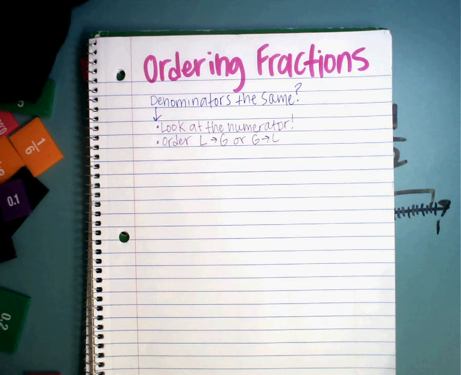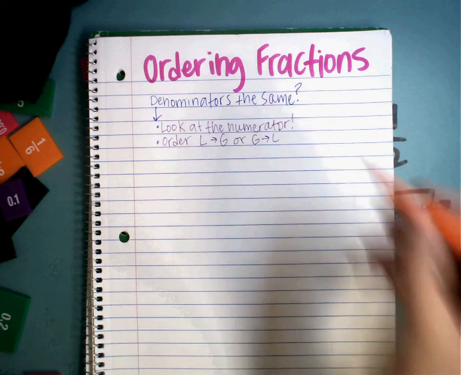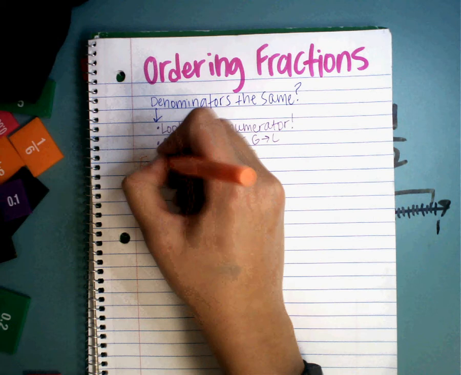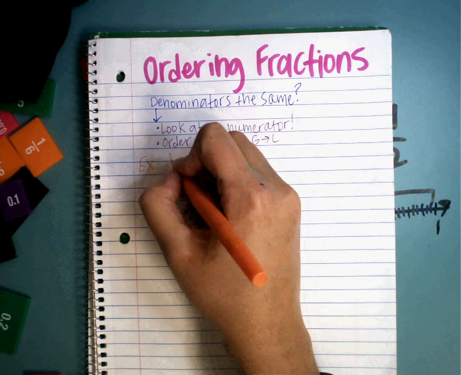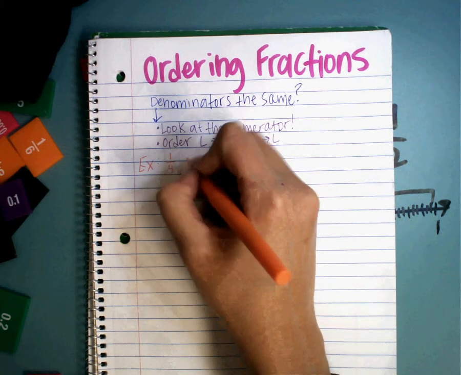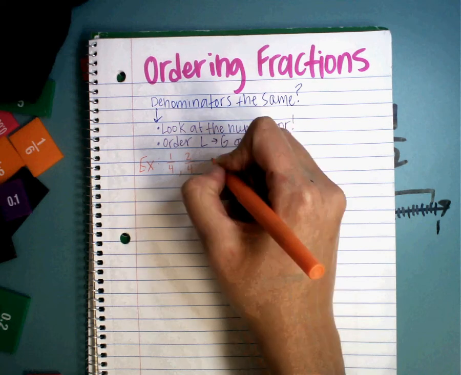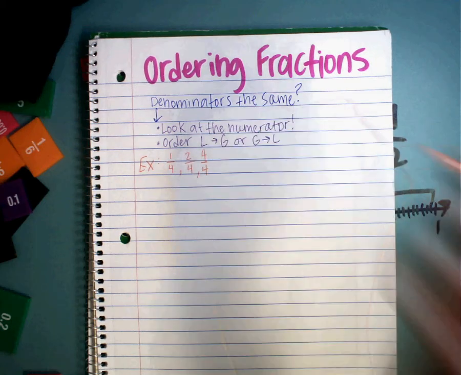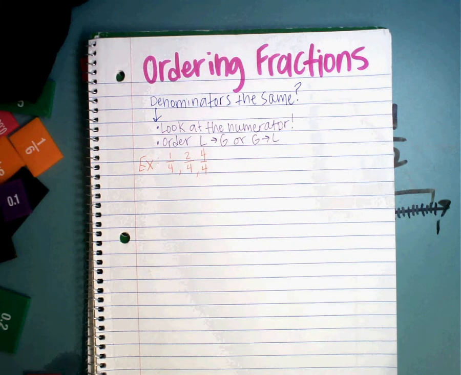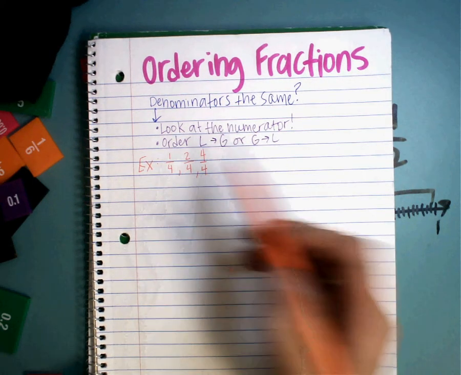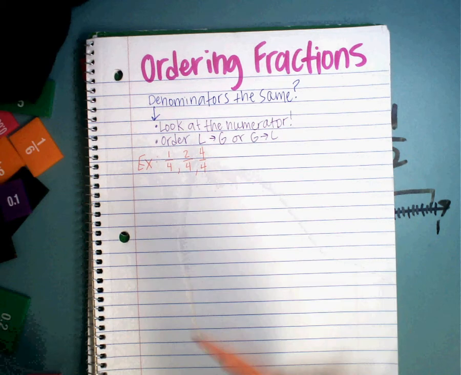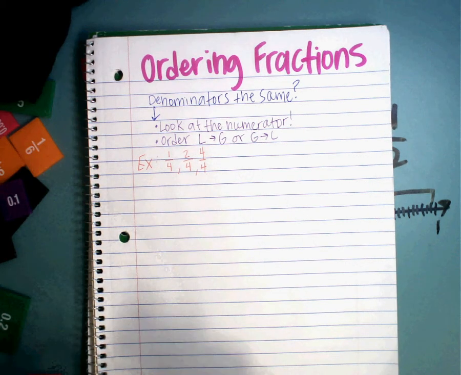Let's say we have 1/4, 2/4, 4/4. Let's say we've got those three fractions. Are the denominators the same? Remember, the denominator is the bottom part of the fraction. Yes, they are. They all have a 4 in the denominator.